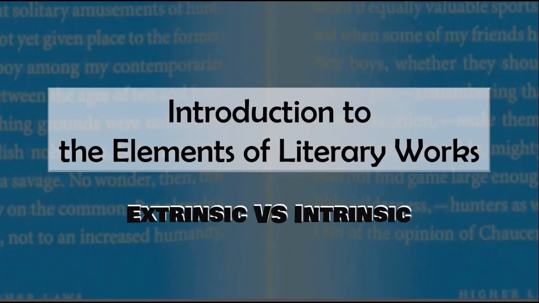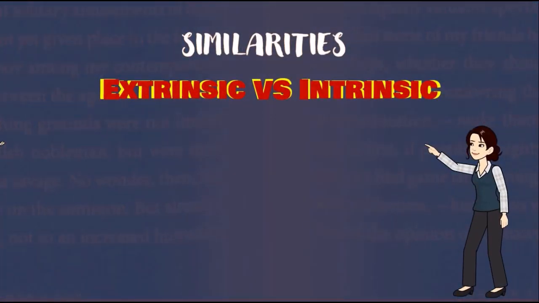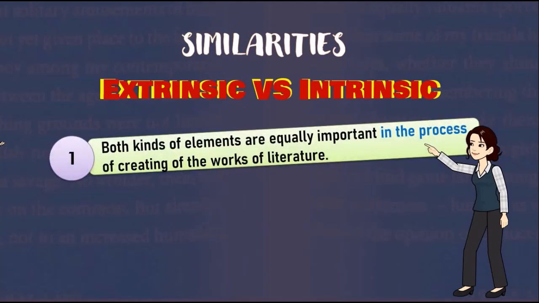in literary works. So now let's go to see the similarities between the extrinsic and the intrinsic elements. Basically, there are two similarities between these two kinds of elements in literary works. The first one is that both are equally important in the process of creating the works of literature. Thus, we cannot think that the extrinsic elements are more important than the intrinsic or vice versa. Both are equally important. In this first similarity, you can see in my writing there that I wrote the process in blue font. I will explain it later when we discuss the differences.